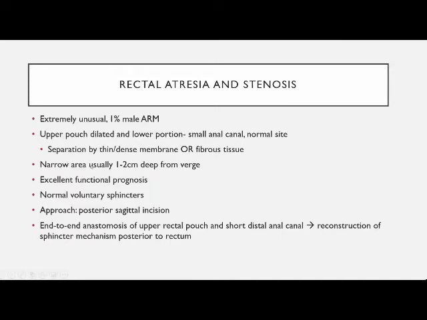The narrow area is usually 1 to 2 centimeter deep from the anal verge. This has excellent functional prognosis as there is a normal development of voluntary sphincters. This can be approached by posterior sagittal incision, and end-to-end anastomosis is done of the upper rectal pouch and the short distal anal canal.